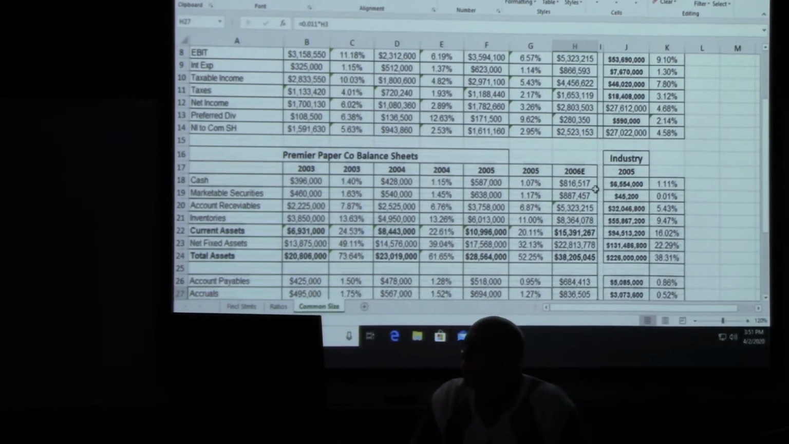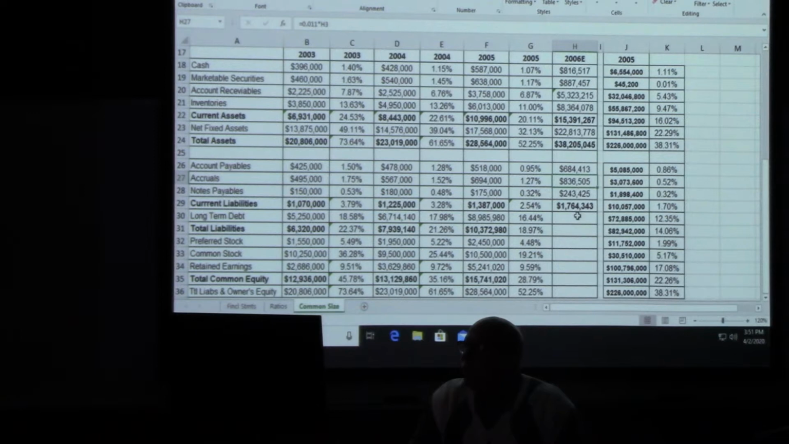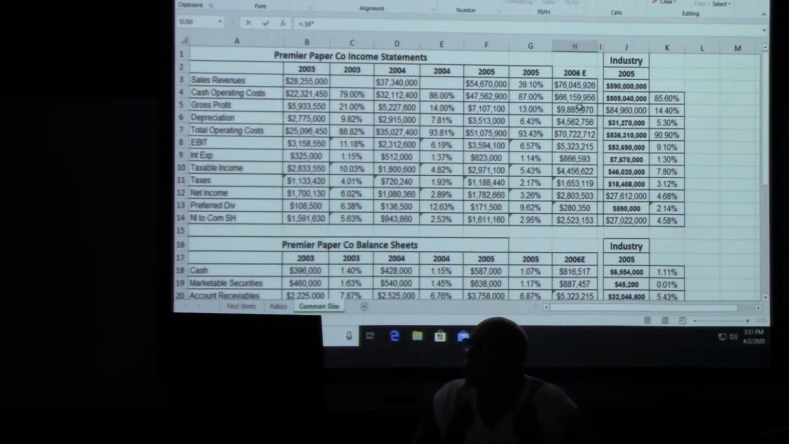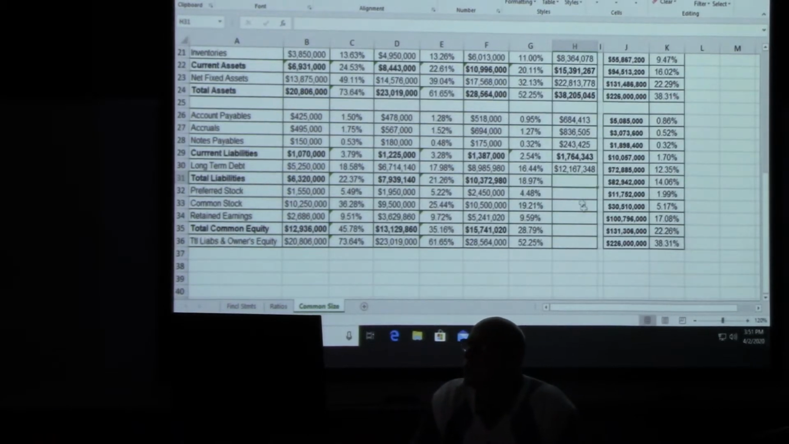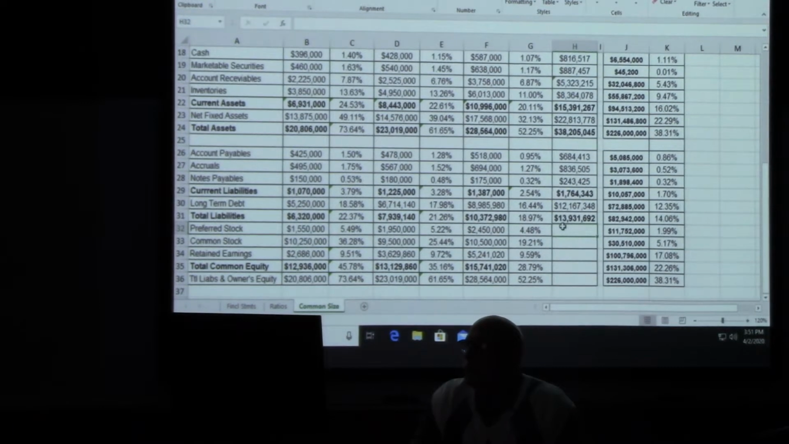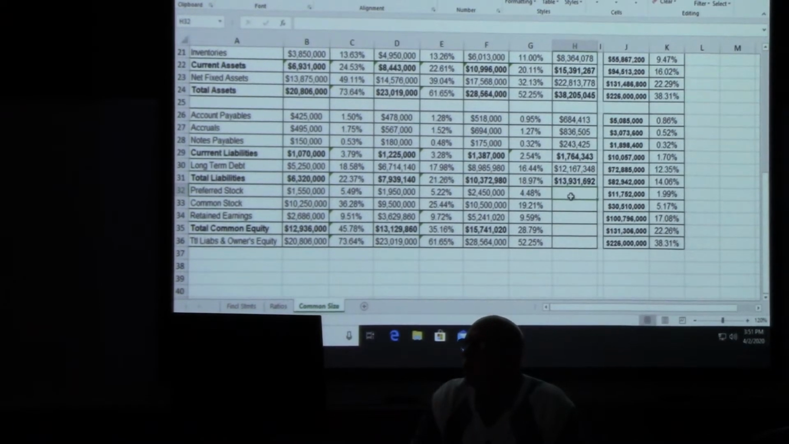That was the problem. Let's see. Okay, all right, our long-term debt, we'll bring it down to maybe 16% times our sales number. And our total liabilities is our current liabilities plus our long-term debt. All right. Now our preferred stock has been going down. We'll drop it another 0.5%.